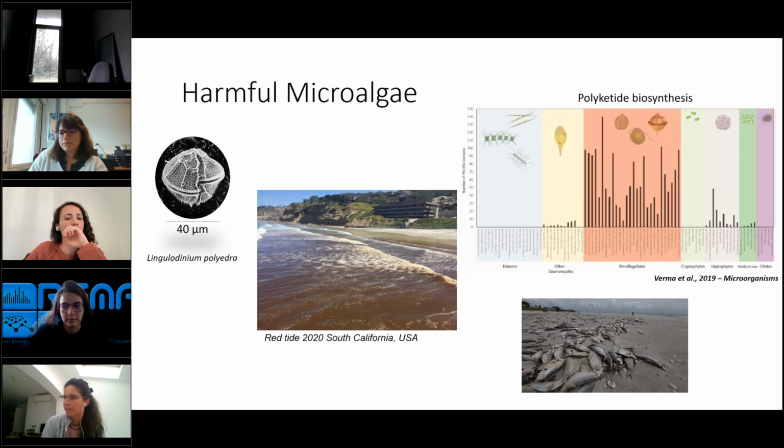In the case of proliferation of dinoflagellates, toxins are also involved in this die-off. You can see on this figure that dinoflagellates, the group in pink, is the one that produced the most gene clusters for polyketide biosynthesis. And these polyketides, in most cases, are toxins.